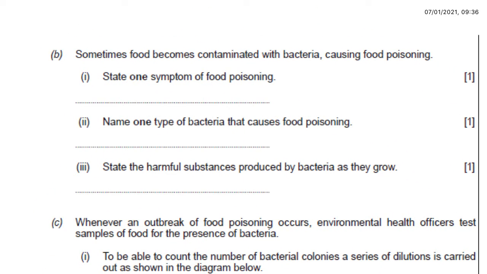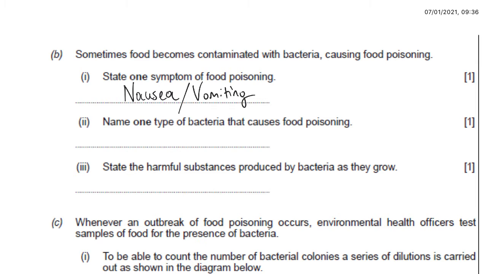Sometimes food becomes contaminated by bacteria, causing food poisoning. State one symptom of food poisoning. So we feel sick, and our scientific word for that is nausea. We could also, the most obvious ones are vomiting as well. You cannot just put being sick. Okay, it's got to be one of these scientific terms.